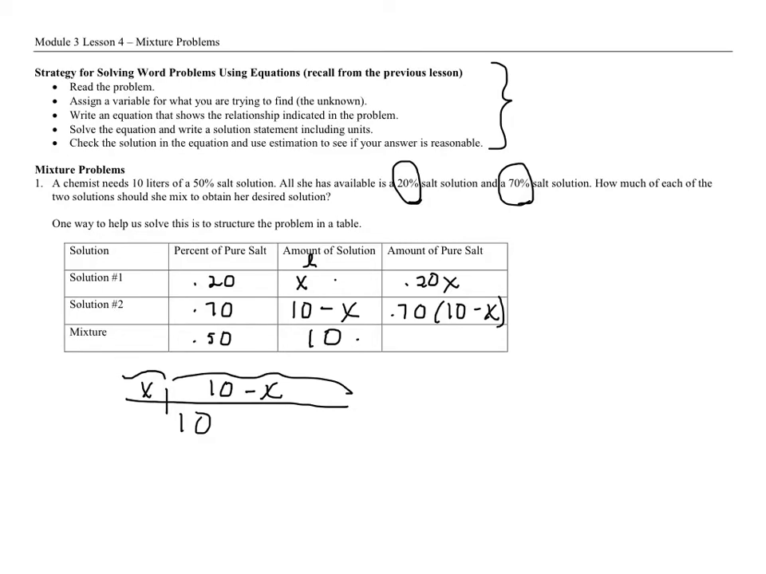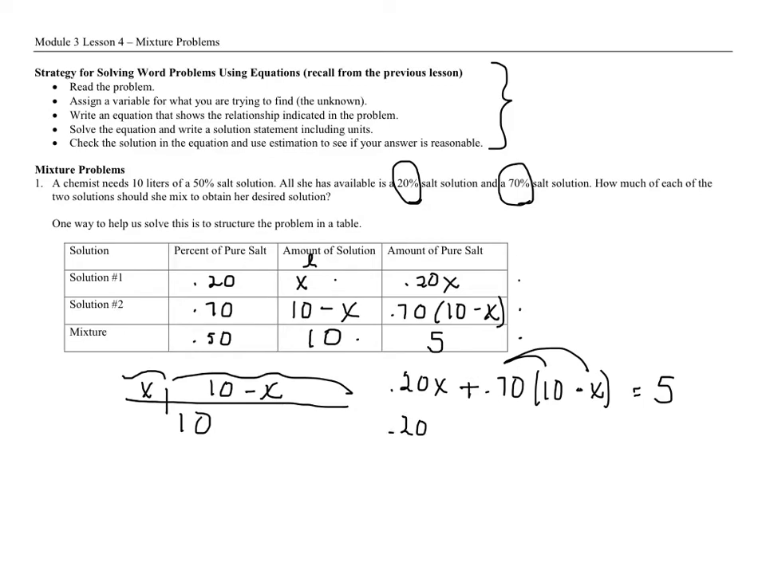And 0.50 times 10 is just 5 when you go to multiply it. So now, the amount of pure salt in solution number 1 plus the amount of pure salt in solution number 2 has to equal 5. So here we go. It's going to be 0.20x plus 0.70 times (10 minus x) is equal to 5. Yay, so I'm going to distribute.